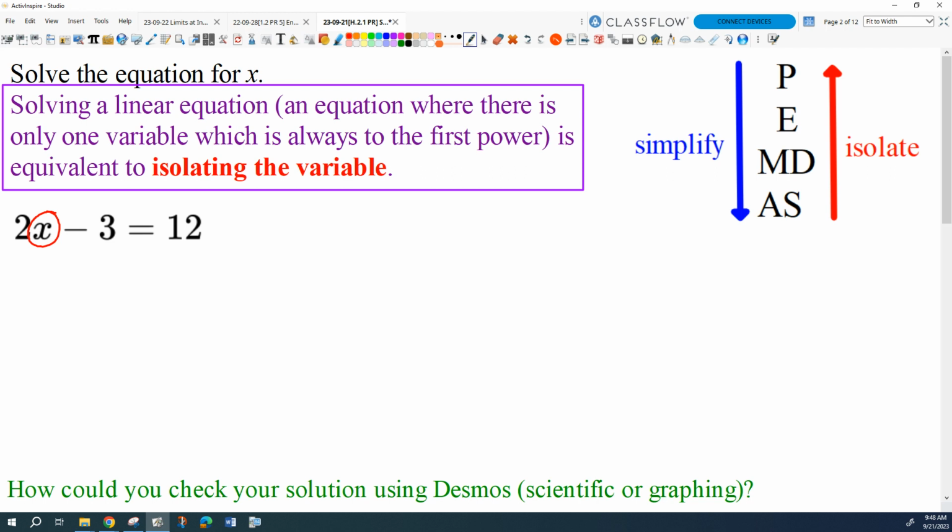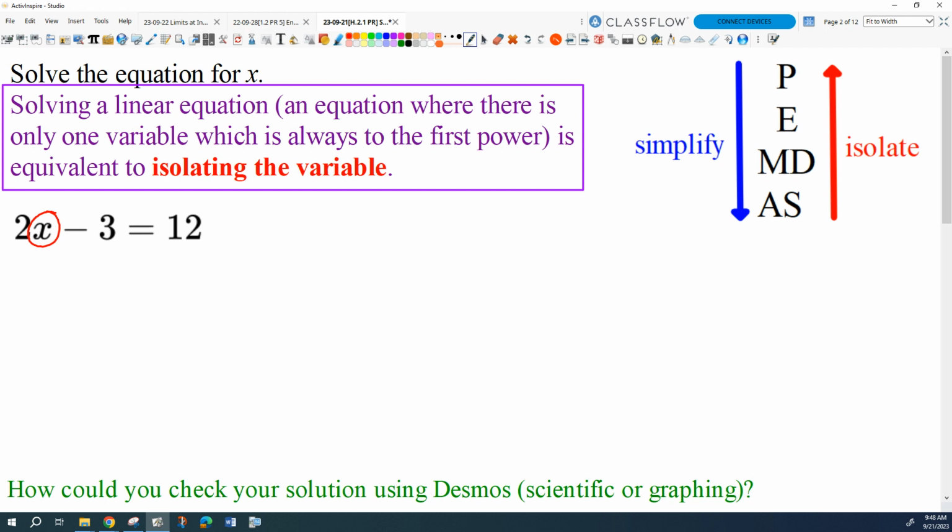Addition and subtraction go together, right? Addition undoes subtraction, and subtraction undoes addition, right? Same thing for multiplication and division. They go together and they undo each other. So I'm going to undo this subtraction by adding, right? So there's our first step.